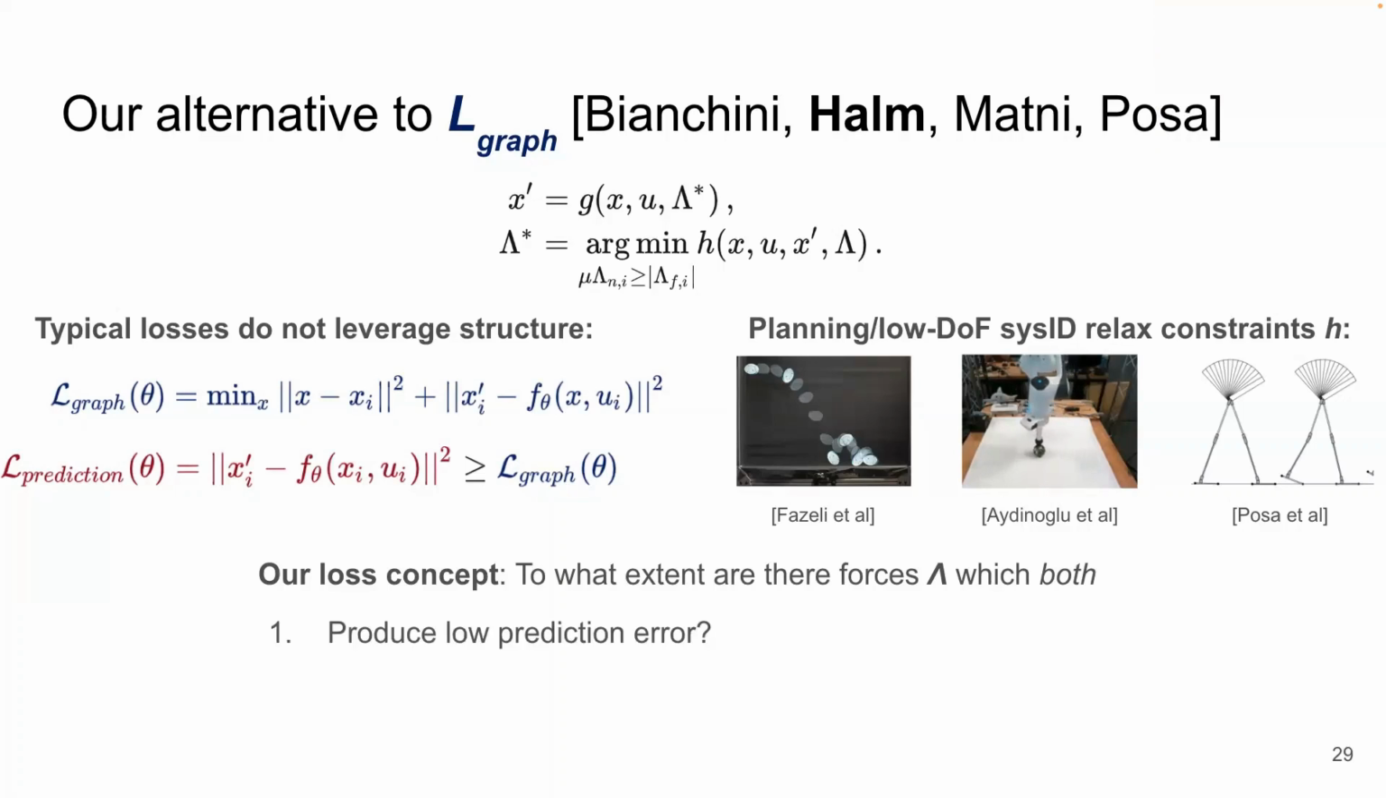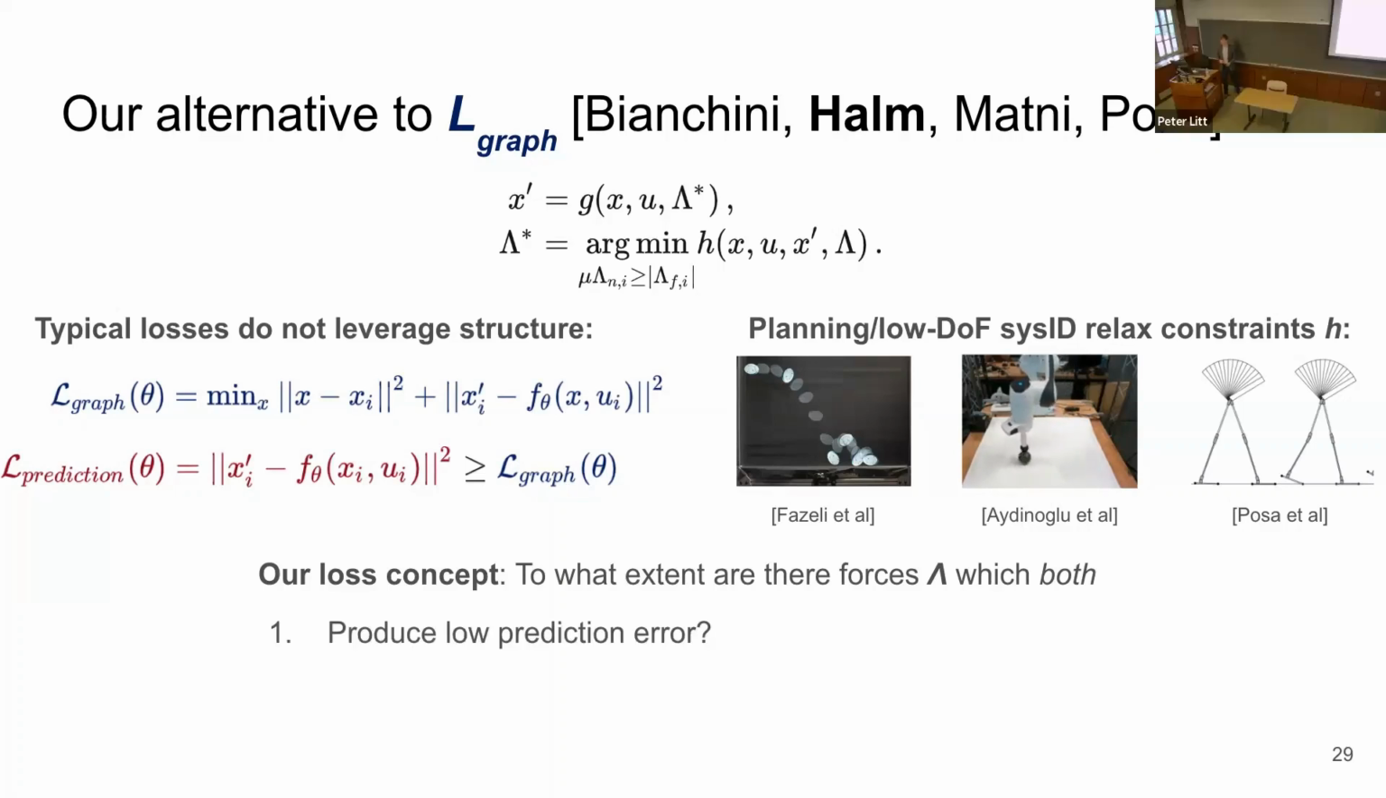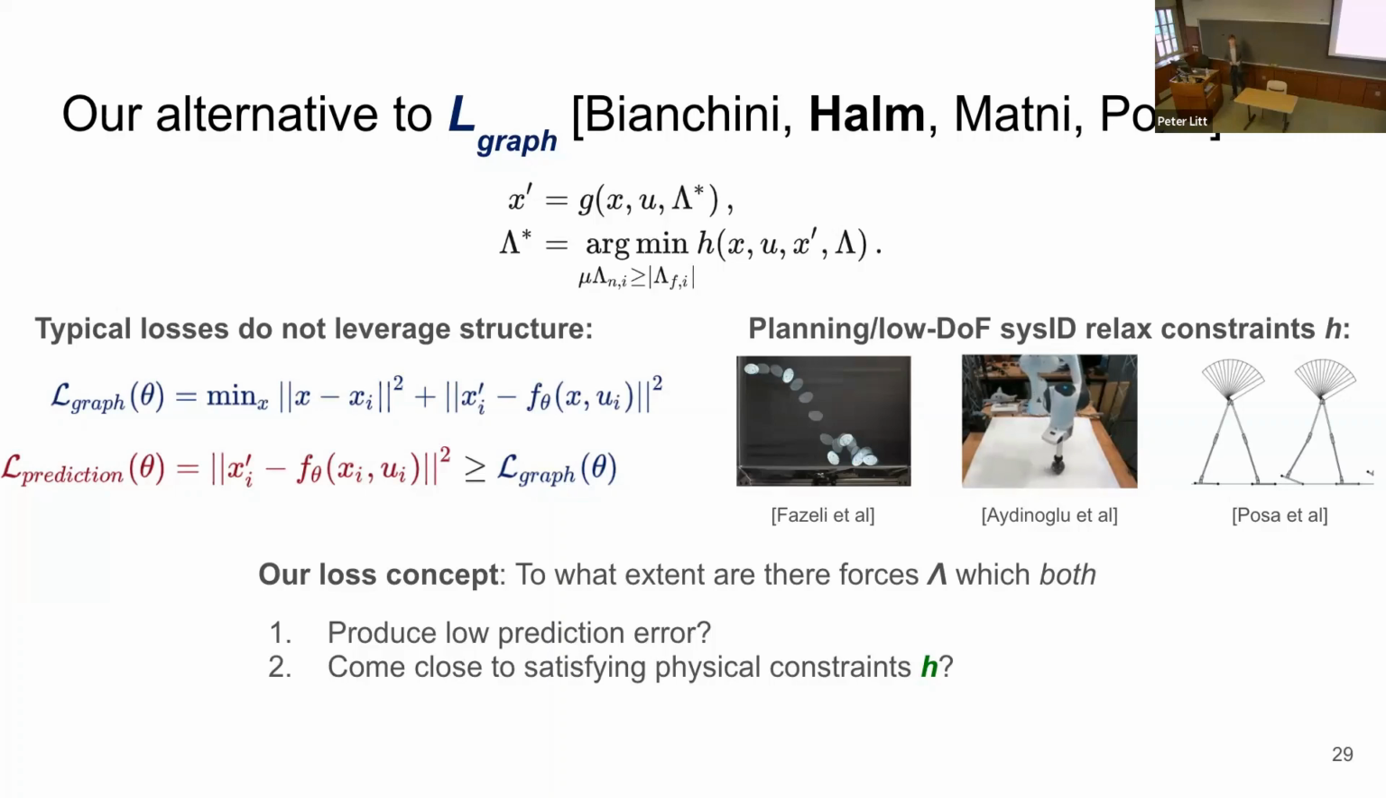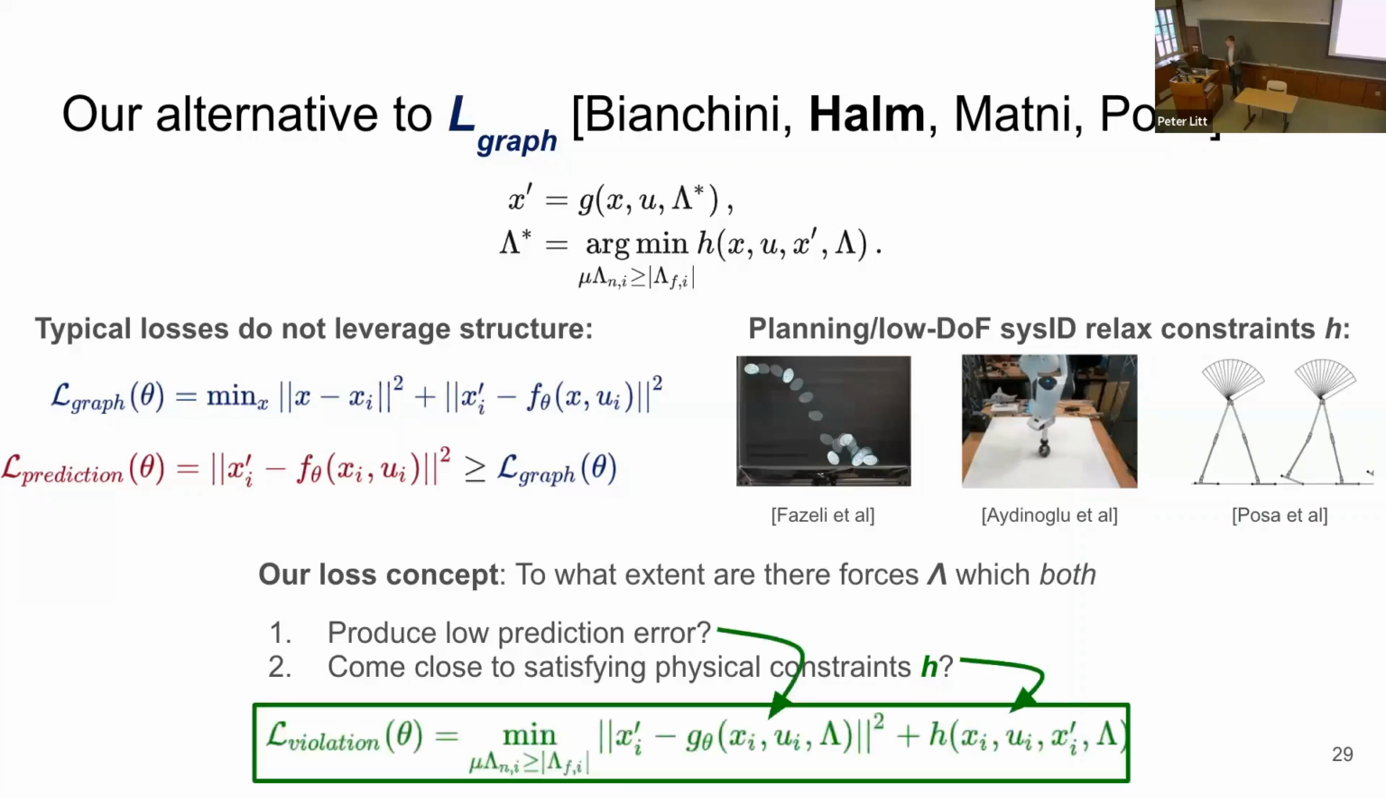Okay, so we would like this loss to both produce low prediction error if these forces occurred. And those same forces must also be physically plausible. They must at least approximately comply with the physics constraints, such as complementarity and laws of friction inside of the model. And we've combined those into our novel loss that we'll call a violation loss that trades off these 2 terms by optimizing over a set of possible contact impulses.